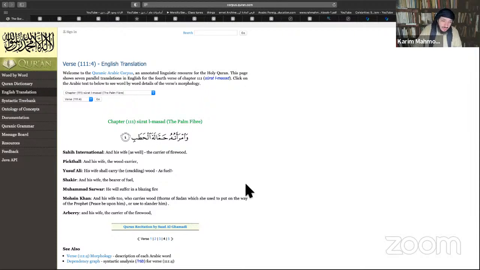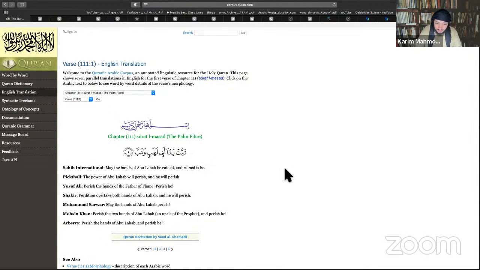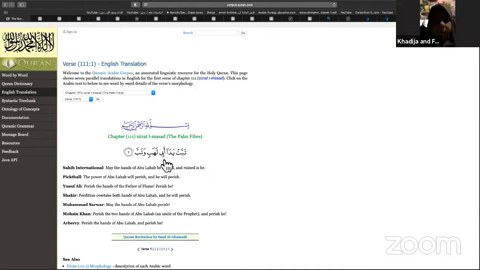Okay. So this surah starts with Tabbat. Tabbat Yada Abi Lahabin wa Tab. What is this Tabbat? Now the surah here is talking about this individual called Abu Lahab. Who is Abu Lahab? As some of you know him already.